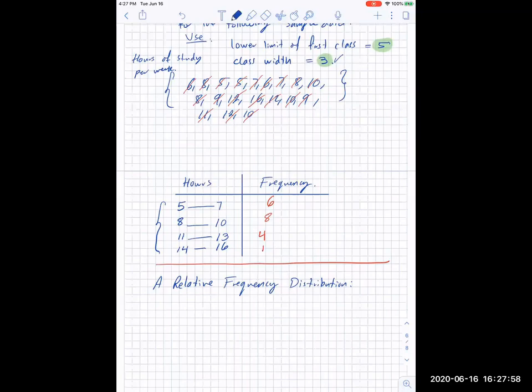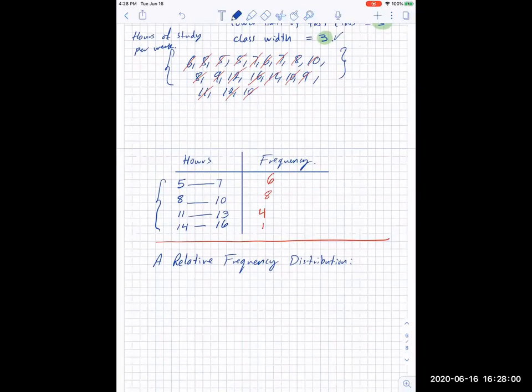Now, we're going to construct a table called a relative frequency table, based on the frequency table that we just did. But it's a relative frequency. The key word here, guys, is relative. So let me show you what we're going to do.